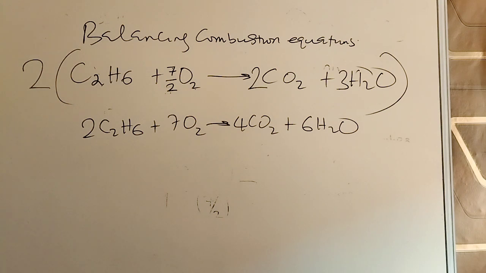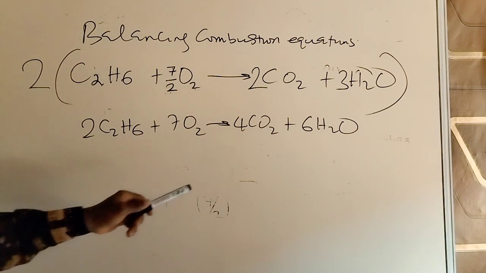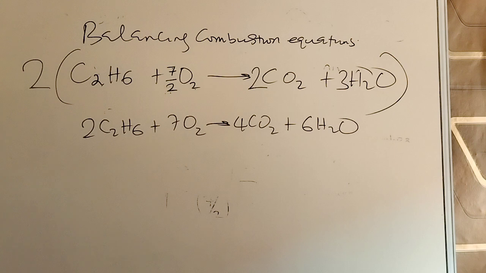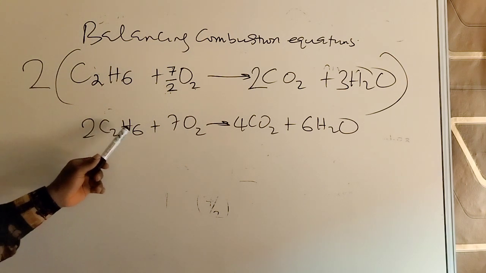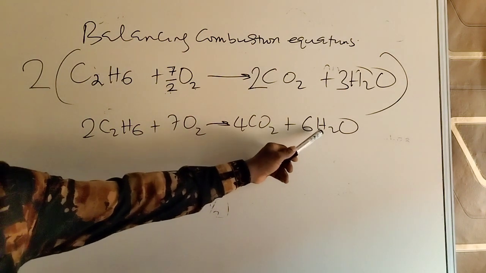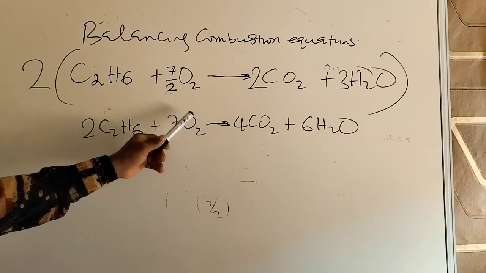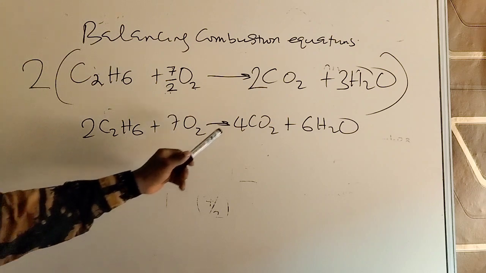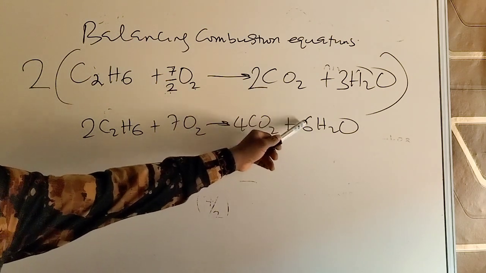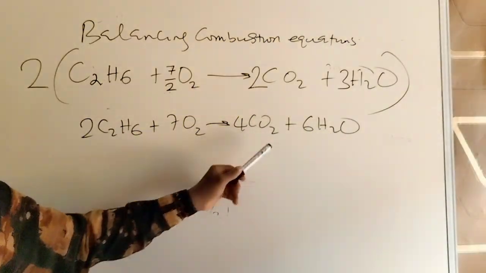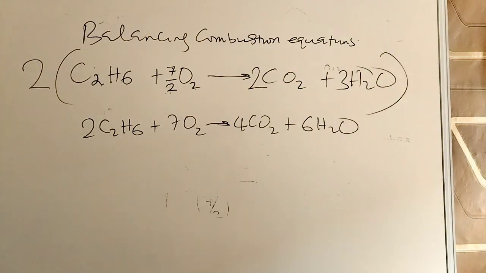You can help me check. 2 times 2 is 4. 4 times 1, 4. Carbon is 4 on both sides. Hydrogen, 2 times 6 is 12. 6 times 2 is 12. Hydrogen is 12 on both sides. Oxygen, 7 times 2 is 14 on this side. 4 times 2, 8. 6 times 1, 6. 8 plus 6, 14. That's the balanced equation.